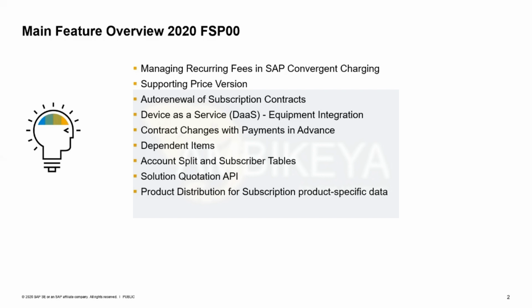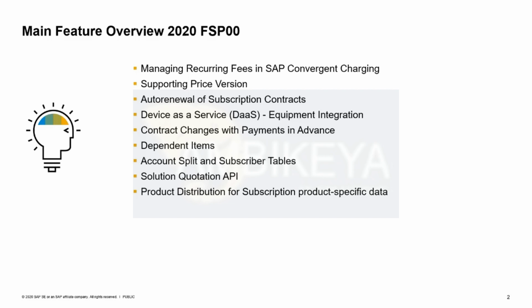These are the list of features that we delivered in 2020 FPS 00. We reintroduced recurring fees in convergent charging; how to handle recurring fees from convergent charging will be covered. And then we also reintroduced price version. These two features were also supported in Business Suite and we reintroduced them in S/4HANA. Then I will take you through auto-renewal, so how renewal can be handled at the end of contract expiration.